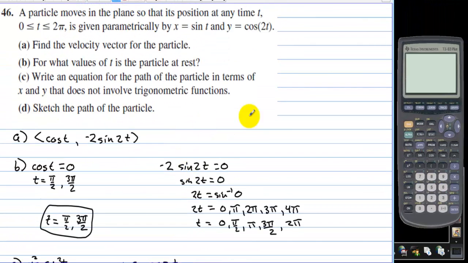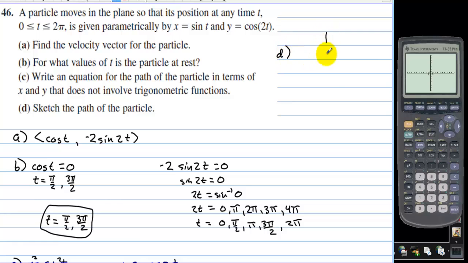Sketch the path of the particle. Let's put our calculator into parametric mode. There we have parametric. We can go to y equals. x is equal to sine of t, and y is equal to the cosine of 2t. And we can graph, but we're going to go from 0 to 2 pi. I think that's the default, 0 to 2 pi, so we should be good to go.